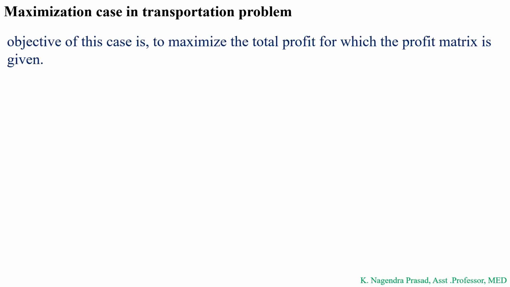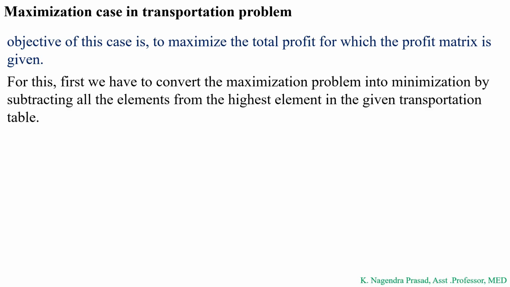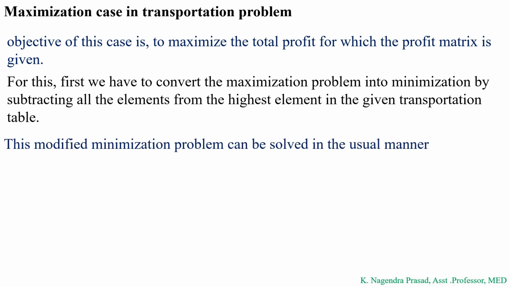In the present video, I will discuss how to solve a maximization case in a transportation problem. The objective of this case is to maximize the total profit, for which the profit matrix is given. For this, first you have to convert the maximization problem into minimization by subtracting all the elements from the highest element in the given transportation table. After that, this modified minimization problem can be solved in the regular manner.